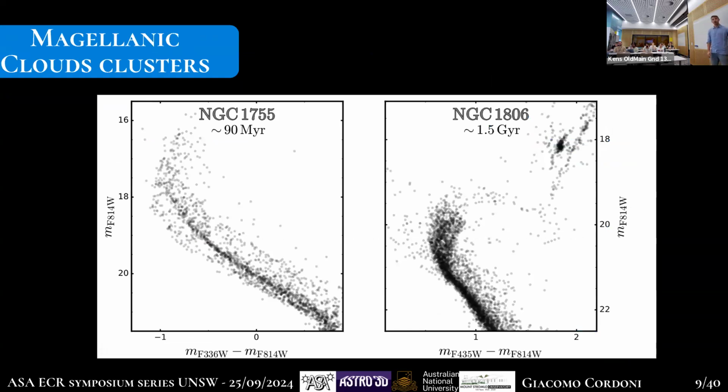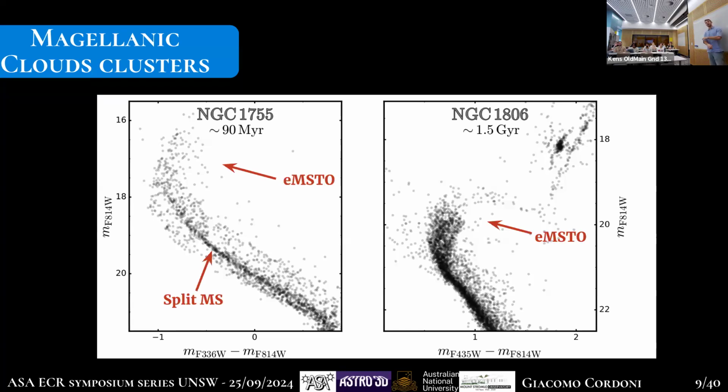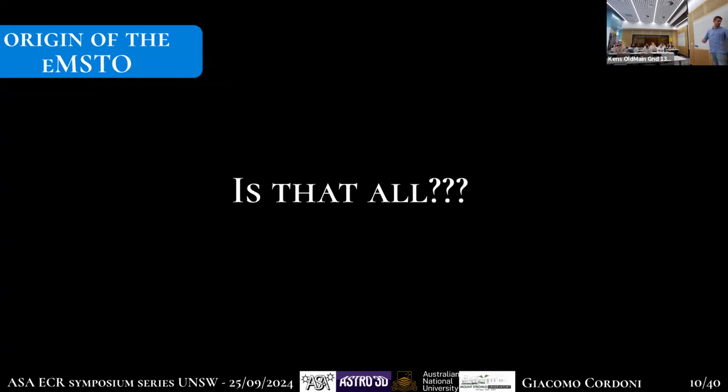And you see that on the right side, you have one of the clusters which I showed before, again, the sort of bimodal turnoff. But in the younger cluster, we can see that we also have a split main sequence. So here you can see that the main sequence is sort of double, and you can follow these two specific sequences. So good. What this is telling us is that Magellanic Clouds clusters have multiple stellar populations, similarly to what we see in globular clusters.